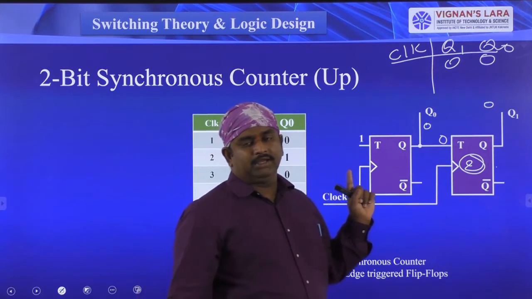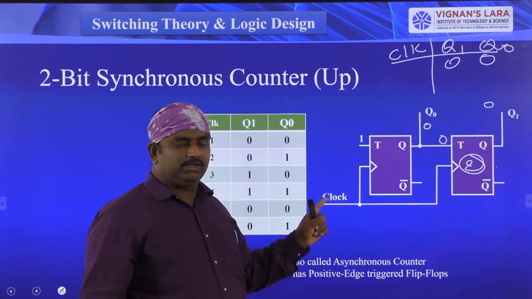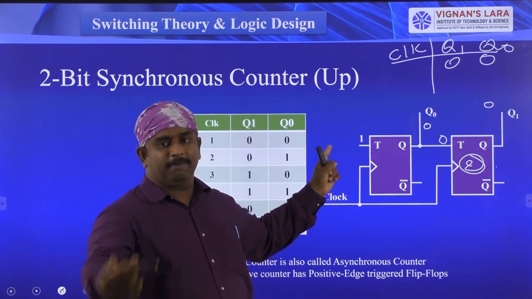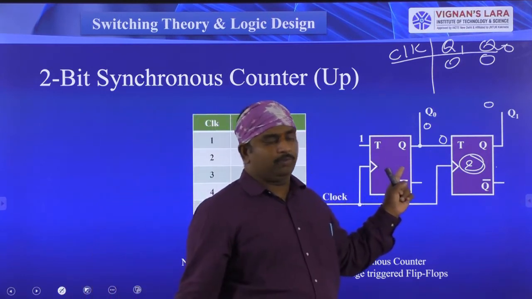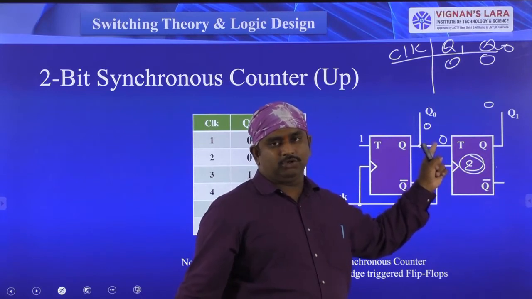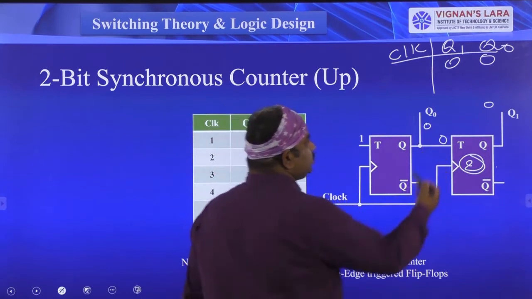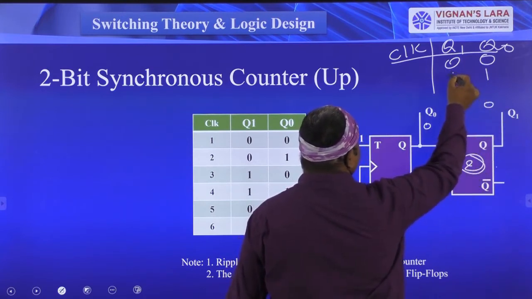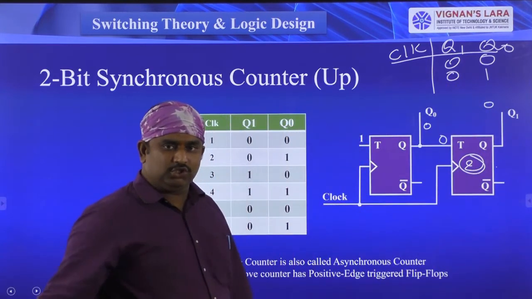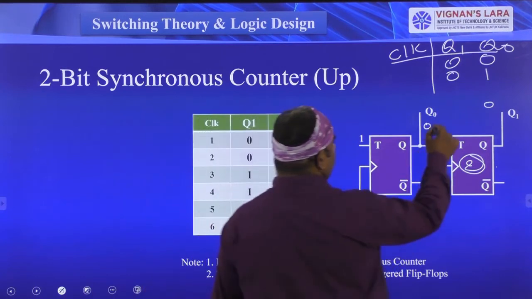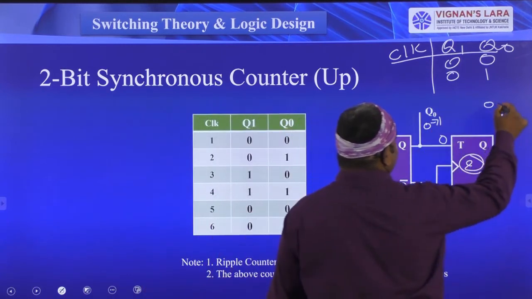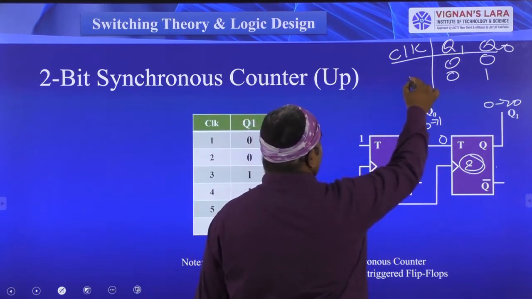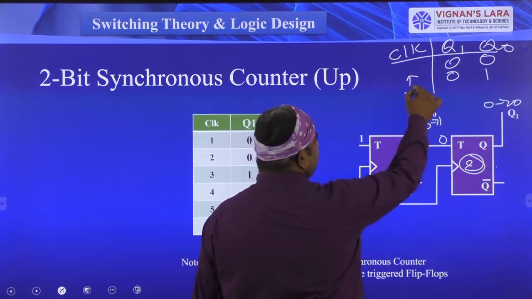So we know that after applying the clock signal, if T is equal to 1, the output is complementing, previous output to present output complementing. When the T input is equal to 0, there is no change in the output. So Q0 value is changing here from 0 to 1, and Q1 value is not changing. That is, we have to represent it with 0 only. Right. So here the present output is 1 and here the present output is 0. Okay. So that is the first clock signal. Next, coming to the second clock signal.